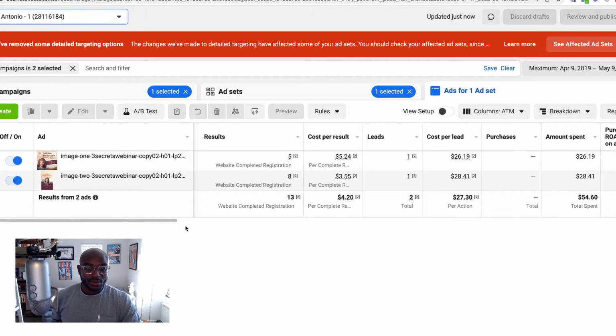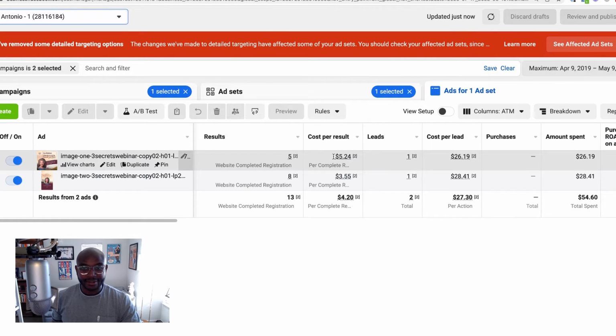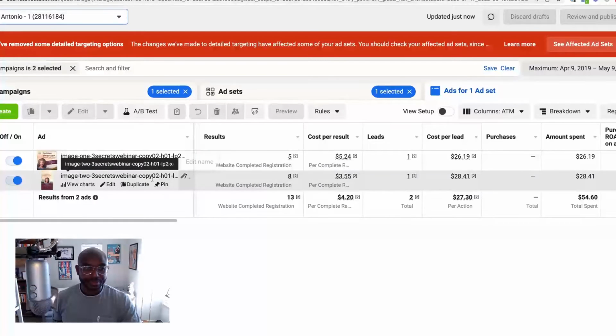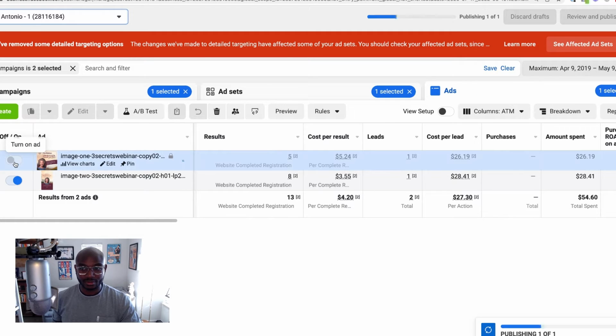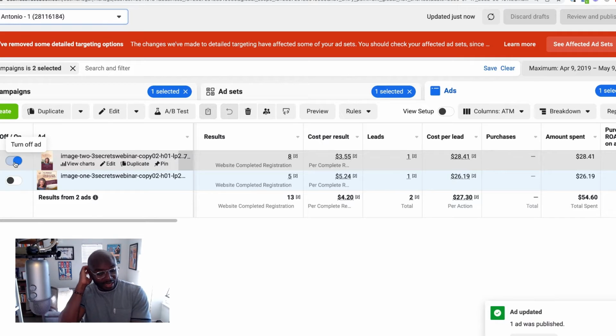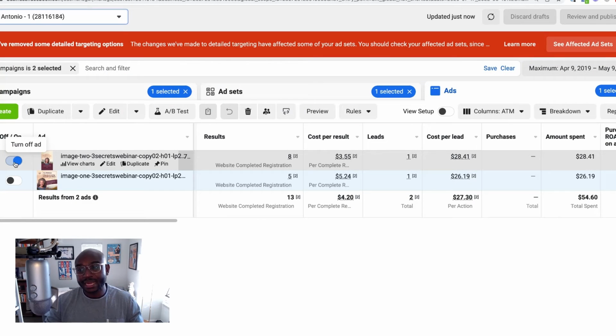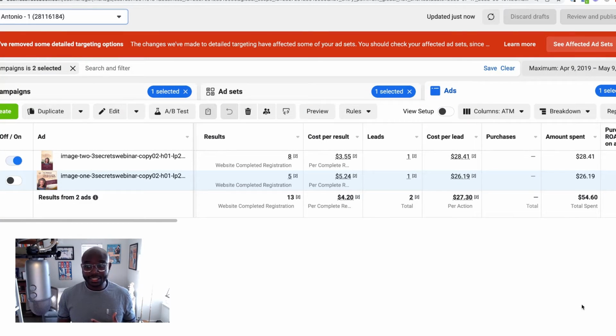In this particular case, we've got leads for image 1 at $5.24 per lead, and image 2 at $3.55 per lead. So I'm going to turn this one off. And that's how we make decisions on our campaigns, focusing on the most important metric. Now, there are other things you can do to get lead costs down, but in terms of looking at the campaign and making decisions, we want to do that based off of what our ideal KPI is, but also what the key metric is that we're looking to accomplish.